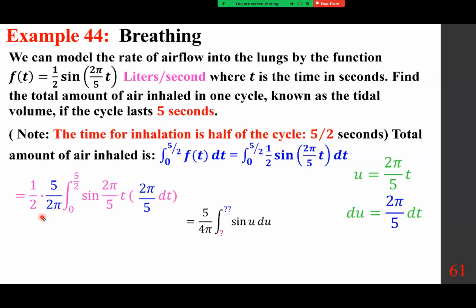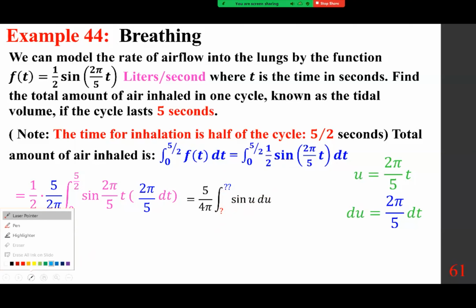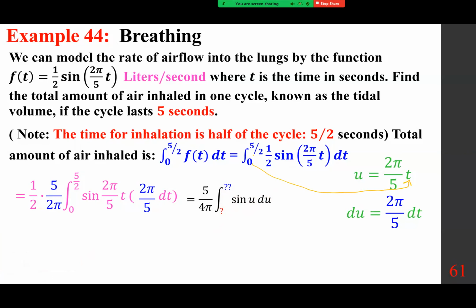I'm not going to write the limits yet. We are going to figure it out. Now, it's 5 over 4 pi. Sine gives you negative cosine u. There is no constant. If we can figure out those limits, that makes life a lot easier than going back to that. So let's plug in 0. I hope you realize if you plug in 0 instead of t, obviously you get 0. So the bottom is 0. But let's plug in 5/2.